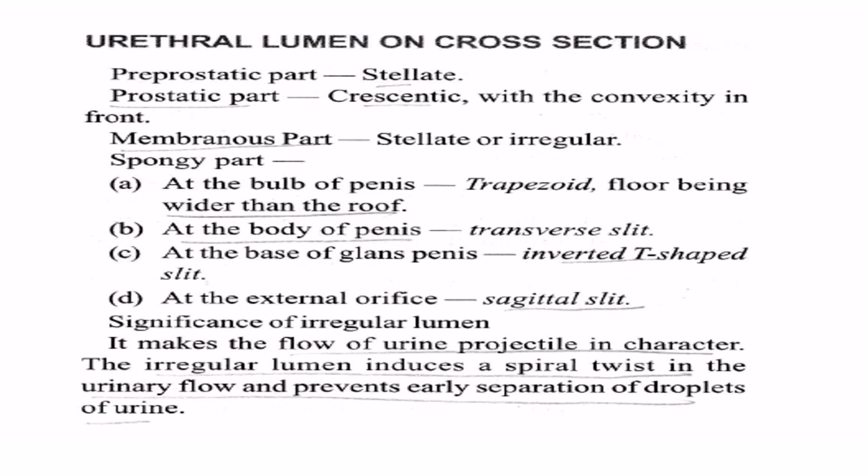Now if you observe the shape of the lumen on cross section, the pre-prostatic part is stellate, the prostatic part is crescentric with convexity in front, the membranous part is stellate or irregular, on the spongy part it varies at different places. So at the bulb of the penis it is trapezoid, floor being wider than the roof. At the body of the penis it is a transverse slit, at the base of the glans penis inverted T-shaped slit, and at the external orifice it is a sagittal slit. So this variation in the shape of the lumen makes the flow of urine projectile.